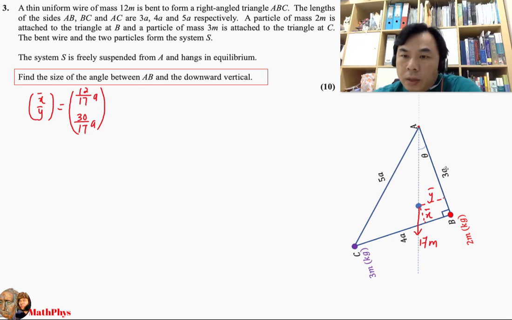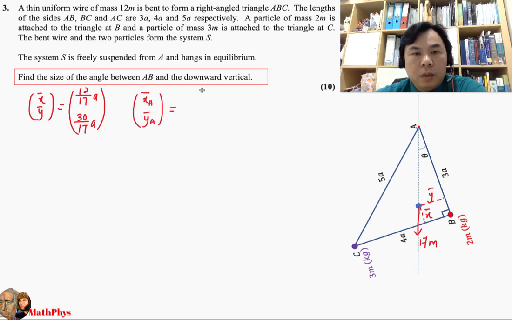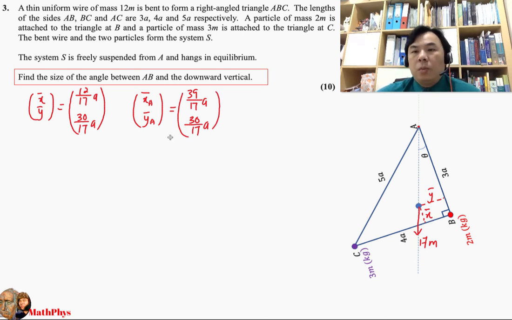And then at the same time, if we use A as a reference, I have also shown that this is the reading that we will get, which is 39 over 17A, and then 30 over 17A. There's no change to the y component there.